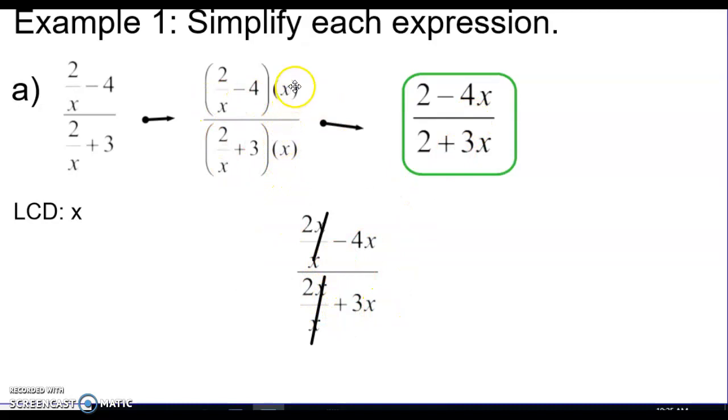So the way to get around that, think of it as when you're distributing this x in here, it's going to cancel with that denominator, so you're just left with the 2. But the x still has to go to the -4. Same thing here, the x still has to go to the 3, but when you distribute it, the 2 divided by x, since you're multiplying and dividing by x, they're going to cancel and you're just left with the 2.